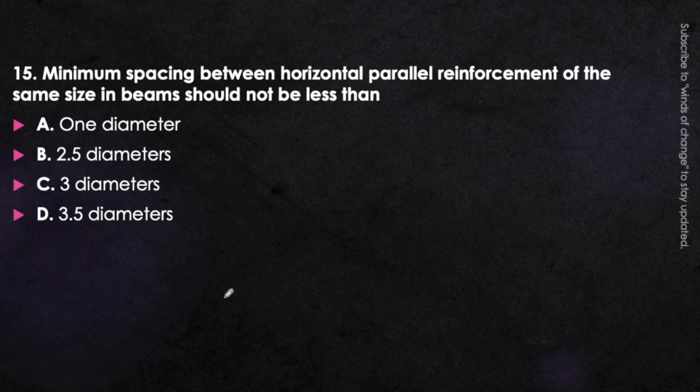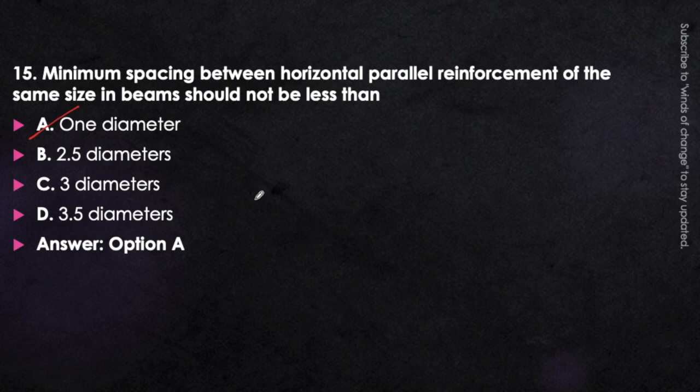Next question. Minimum spacing between the horizontal parallel reinforcement of the same size in the beam should not be less than 1 diameter, 2.5 diameter, 3 diameter or 3.5 diameter. Just think about it. Here we are talking about the horizontal parallel reinforcement, that is the main reinforcement. The distance between these should not be less than 1 diameter. That is option A will be the correct answer.